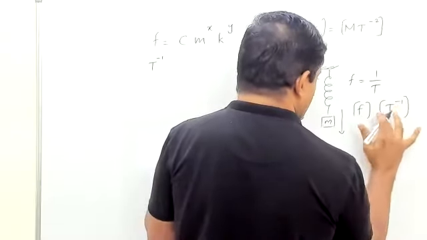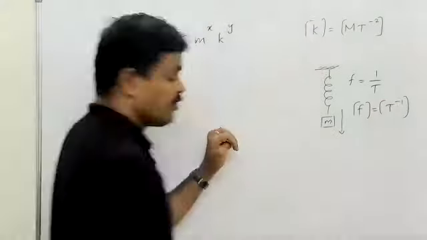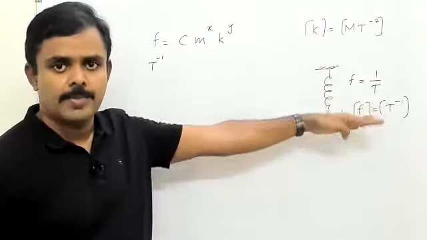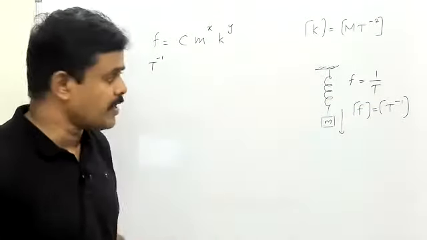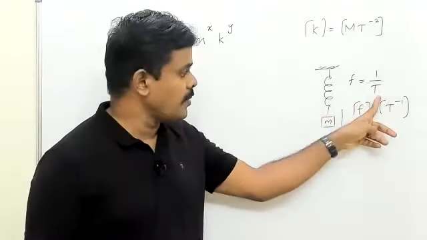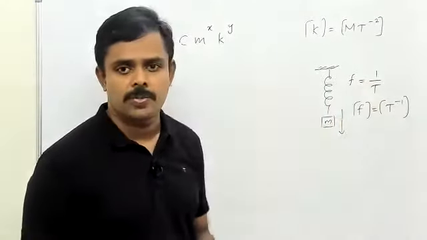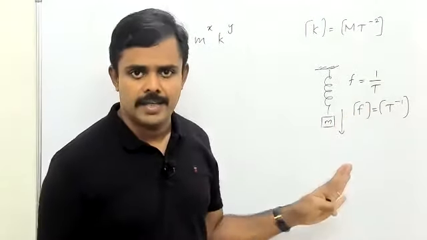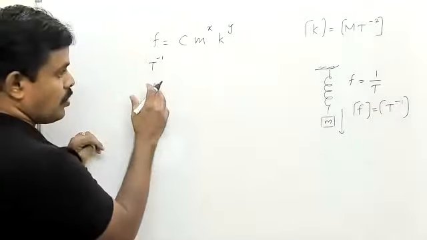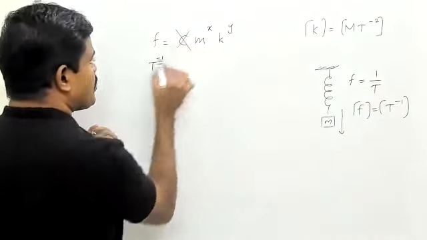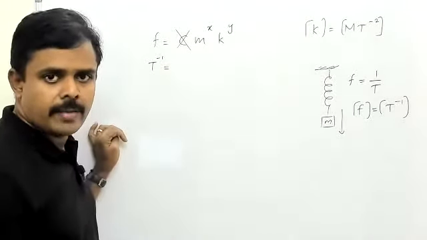I said this once in class. I'm repeating. Frequency is nothing but the reciprocal of time period. And if you put the dimensions over here, this is T and T is taken to numerator, it is T raised to minus 1. So I can put it here. This is T raised to minus 1 is equal to C, a dimensionless number. C does not have any dimensions.